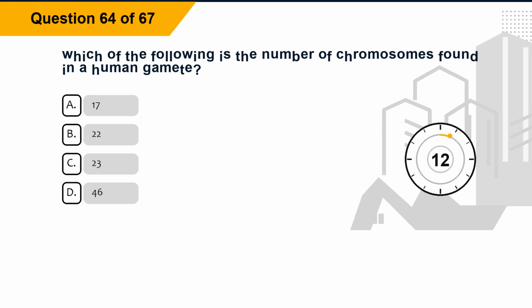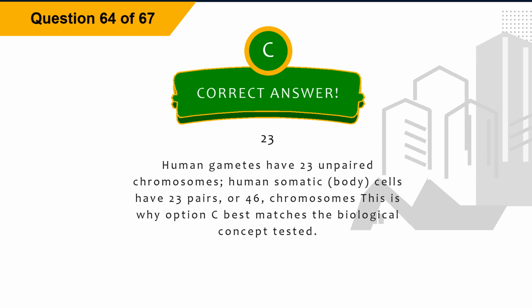Question 64. Which of the following is the number of chromosomes found in a human gamete? Option A, 17. Option B, 22. Option C, 23. Option D, 46. The correct answer is option C, 23. Explanation: human gametes have 23 unpaired chromosomes. Human somatic body cells have 23 pairs, or 46, chromosomes. This is why option C best matches the biological concept tested.